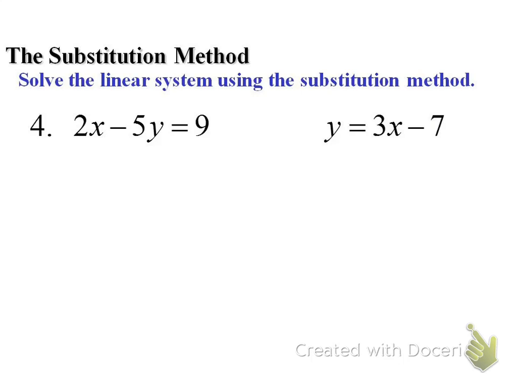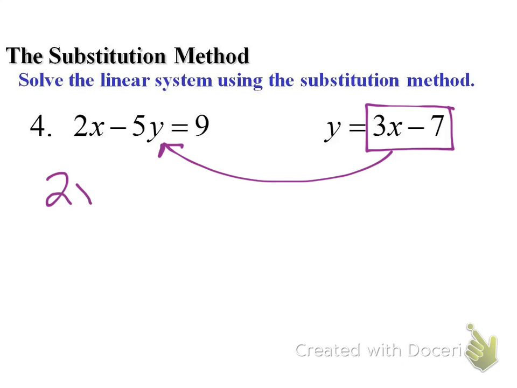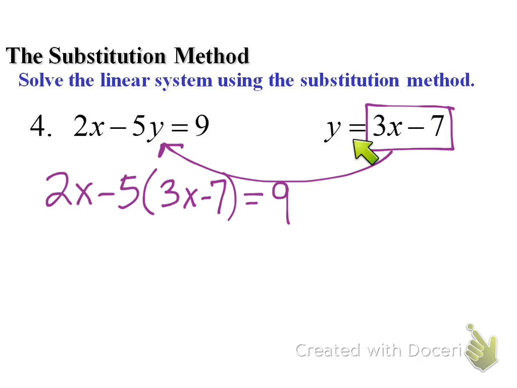All right, what variable should we get by itself? One's already by itself, so step 1 is done for us. We can just take 3x minus 7 and plug it in right here. Don't forget to distribute here. If you're plugging in an expression for the x, everything in that expression needs to be multiplied by the 5. So make sure you keep the parentheses where they need to go. It's going to be minus 15x plus 35 equals 9.